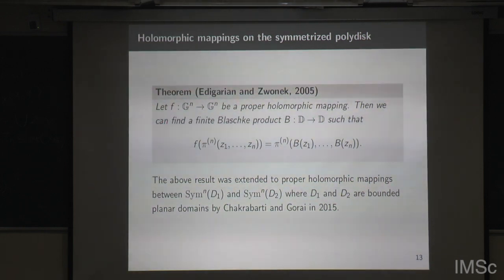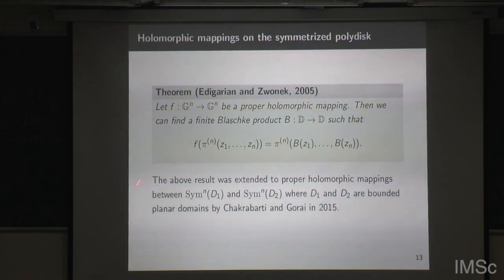So Edigarian and Zwonek got the precise structure of proper holomorphic self maps of the symmetrized polydisk. If you have a proper holomorphic mapping f from Gn to Gn, then we can find a finite Blaschke product B, a Blaschke product being nothing but a finite product of automorphisms of the unit disk, such that f composed with pi n of z1 to zn is just pi n of B(z1), ..., B(zn).